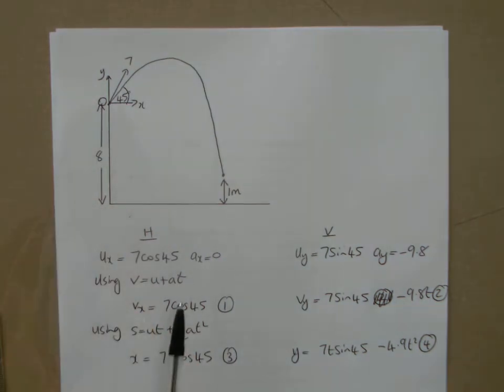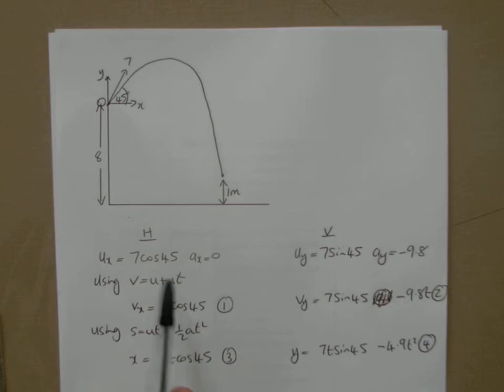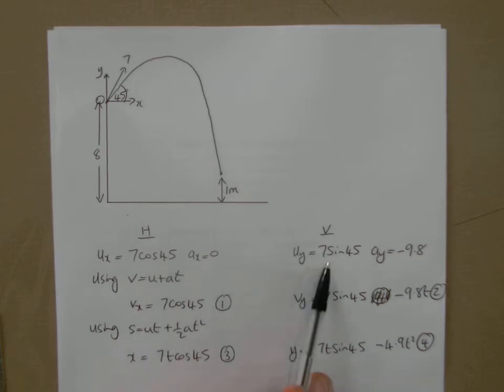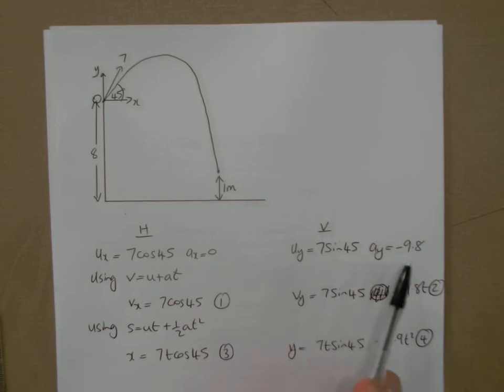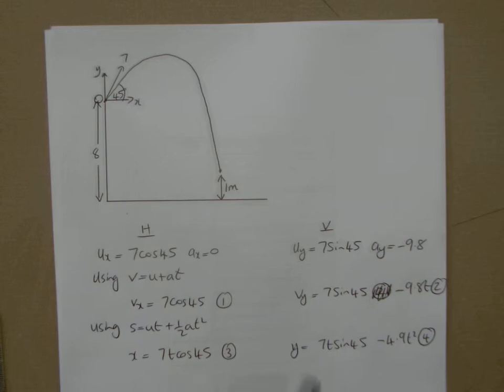So you can see the initial velocity component horizontally is 7 cos 45, vertically is 7 sin 45, and then you can bring in the equations for the general velocity, and then the general displacement.